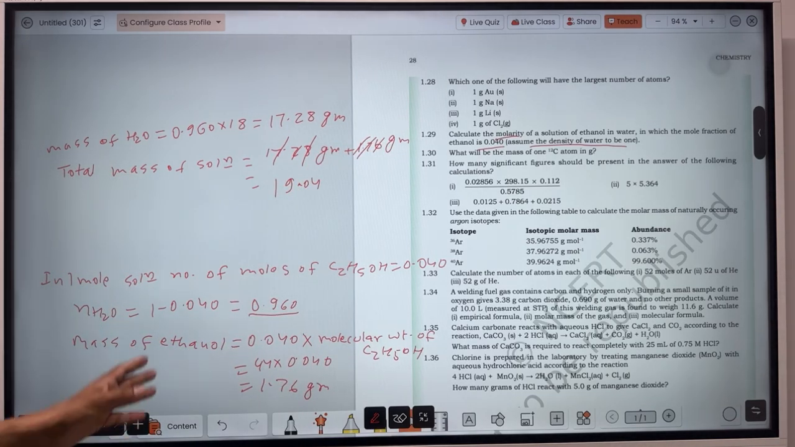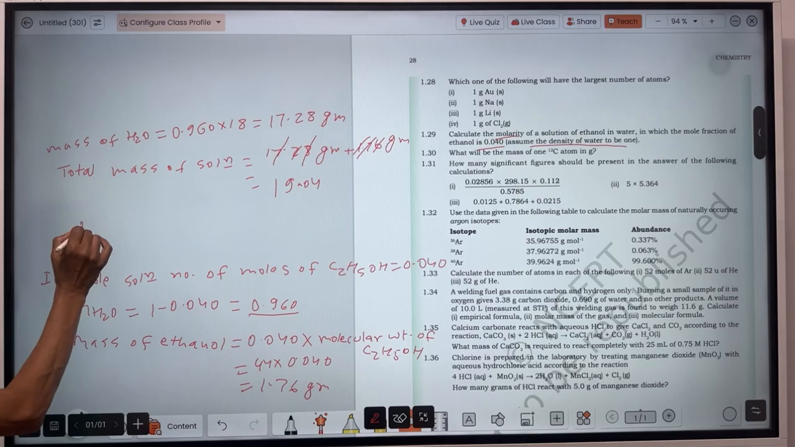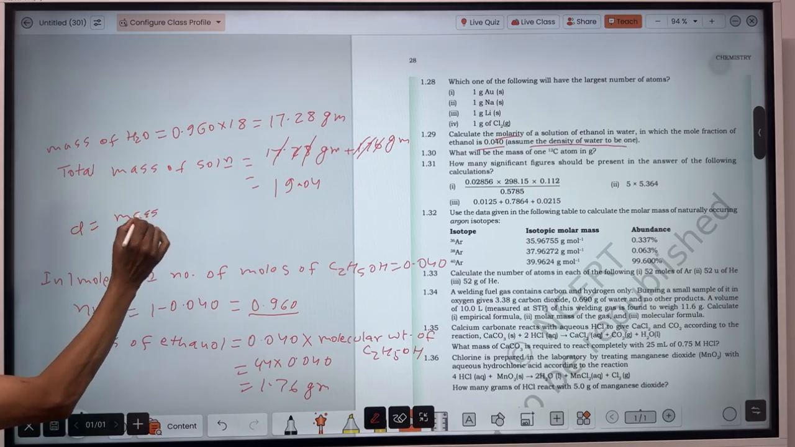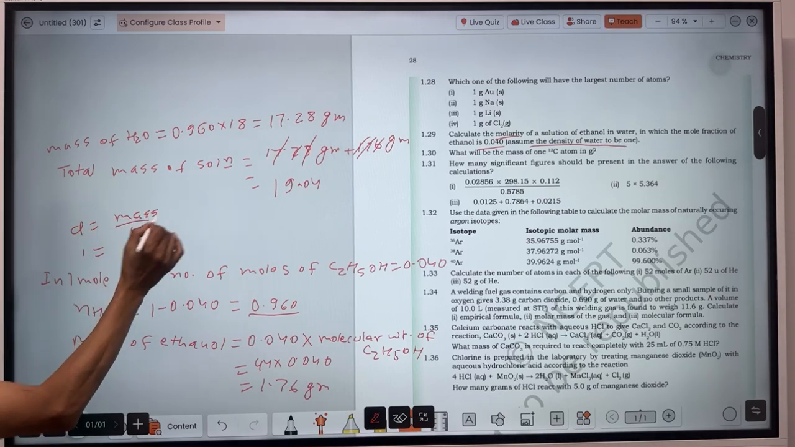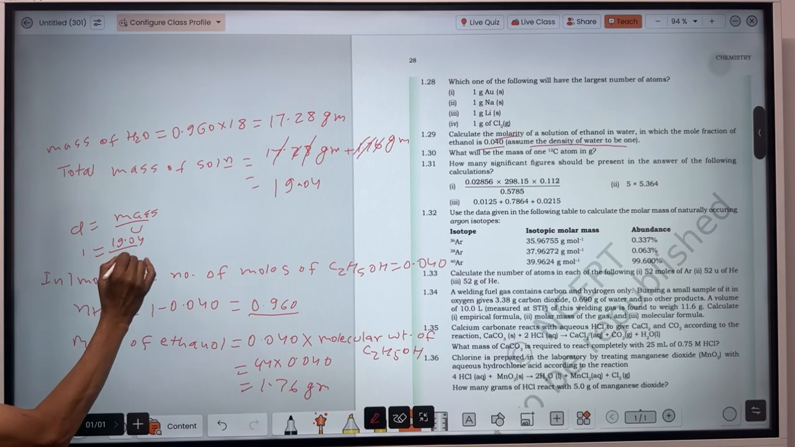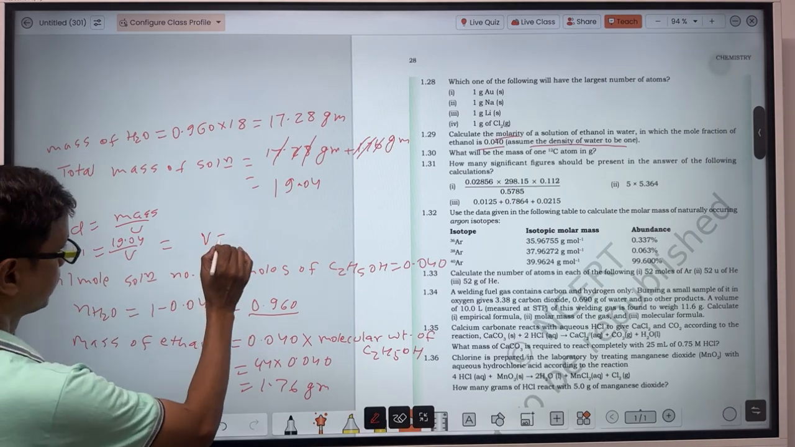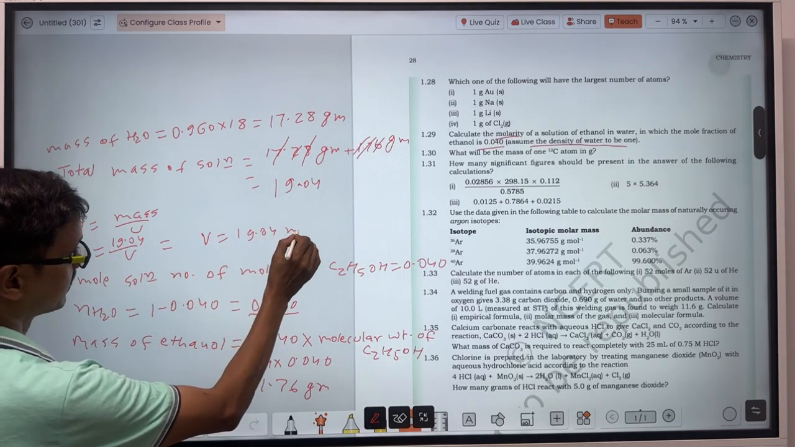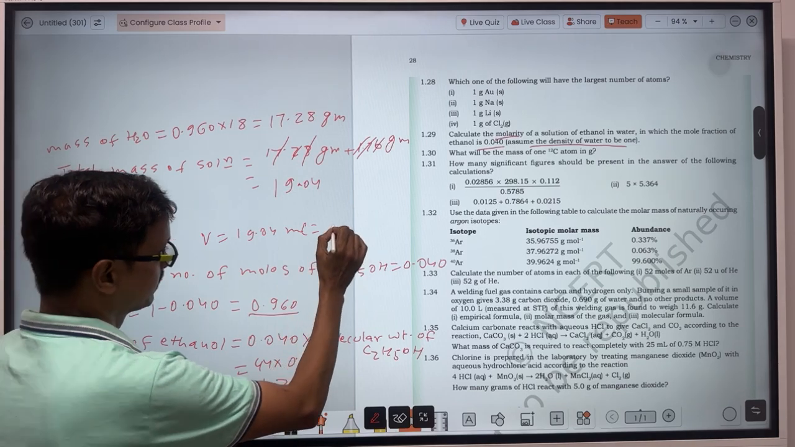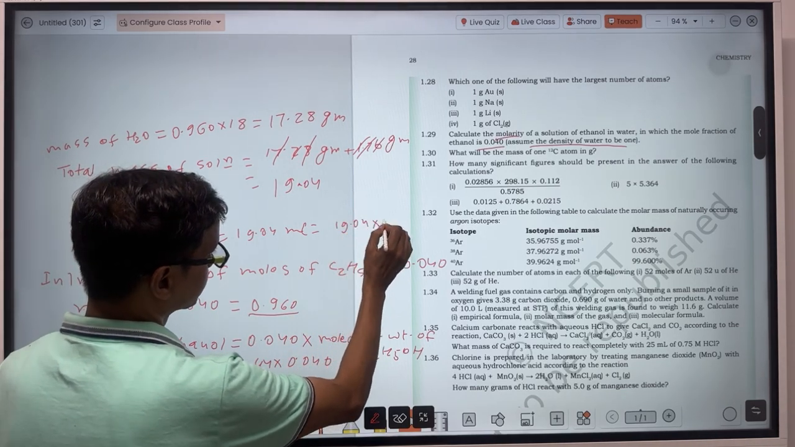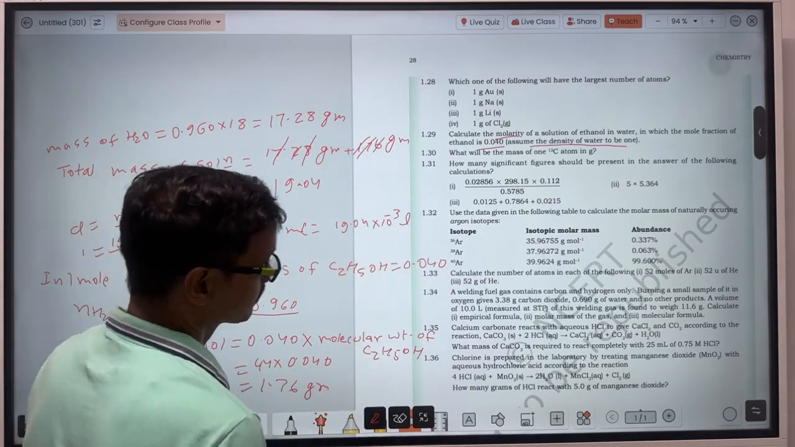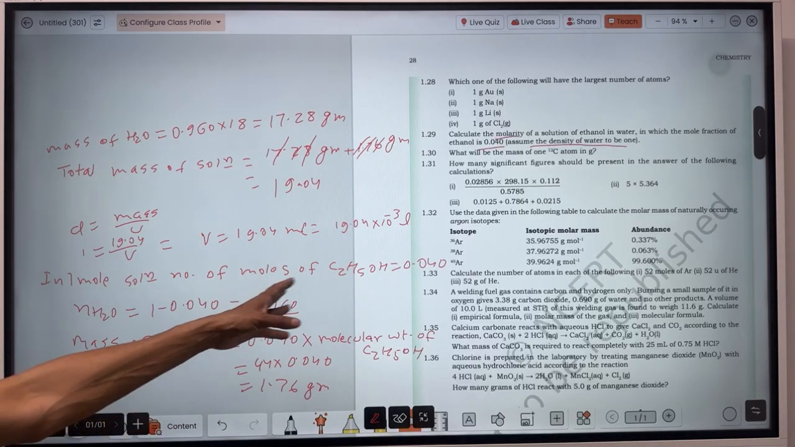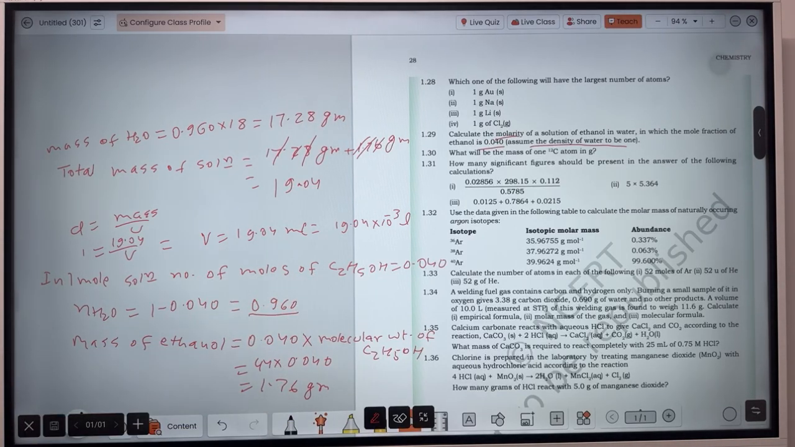19.04. This one is the total mass of solution, and since density is mass by volume and density is given as 1, the mass is 19.04, so the volume will be 19.04 milliliter. In liter, that will be 19.04 into 10 power minus 3 liter. Okay, till here, no problem. Then after, let's see.